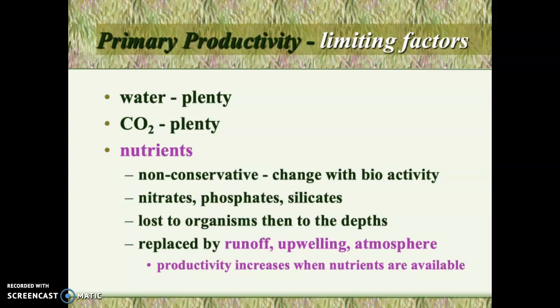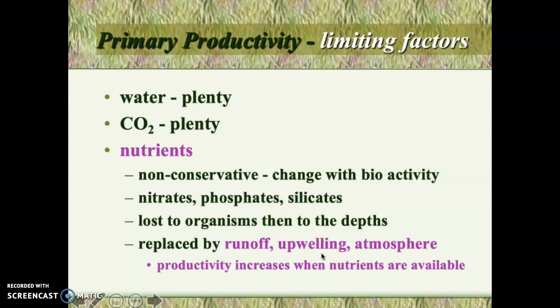Nutrients, on the other hand, is a big limiting factor. Certain nutrients are needed by the photosynthesizers to do their job. And as long as those nutrients are limited, the activity of the producers is going to be limited as well. Those nutrients are typically replaced by runoff from rivers, upwelling, and we talked about ocean currents, and the atmosphere.